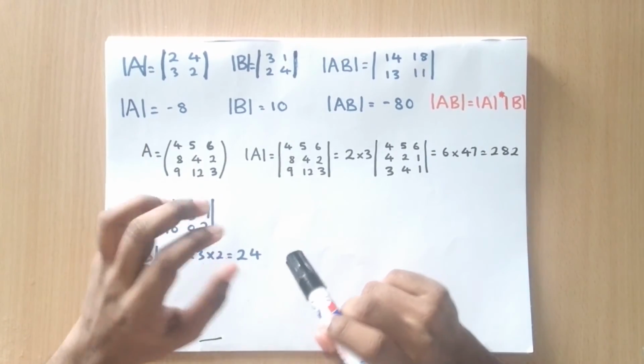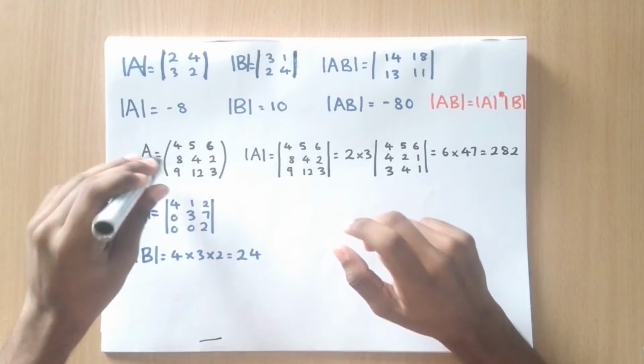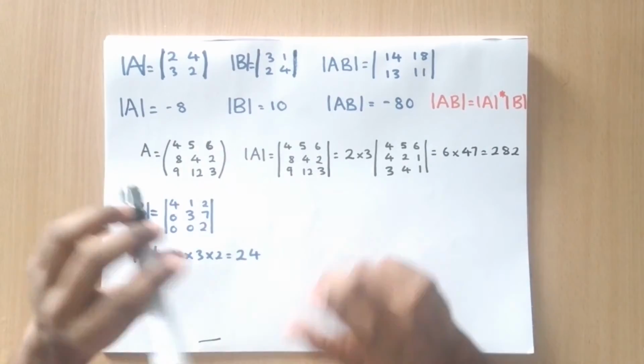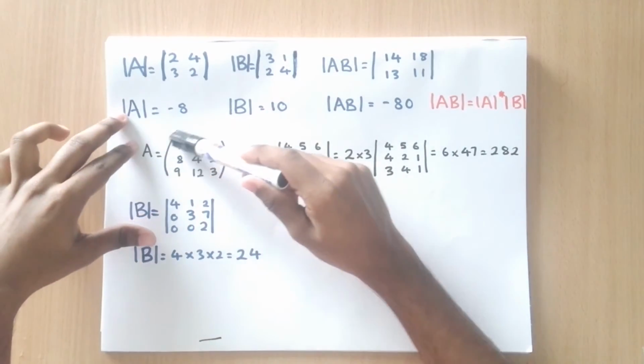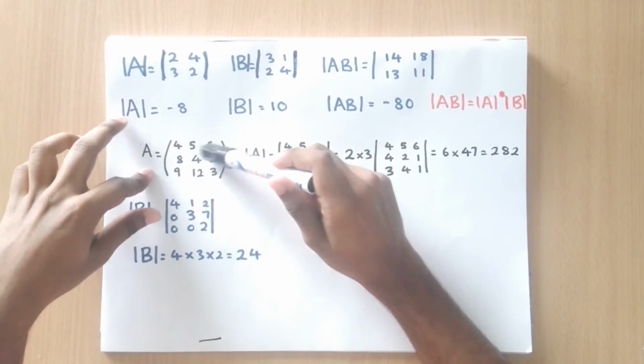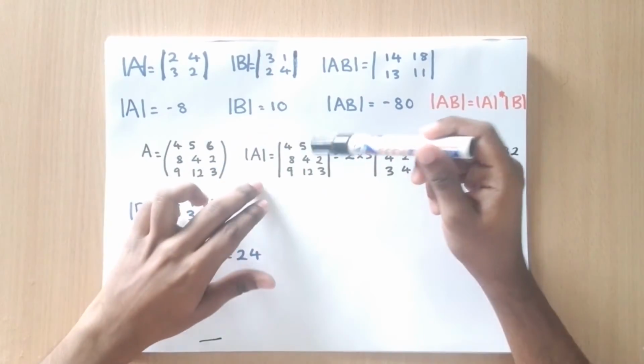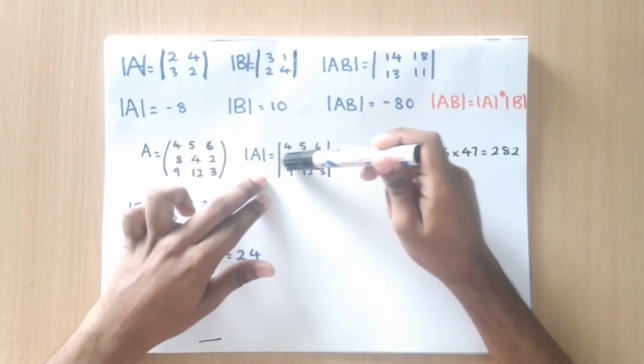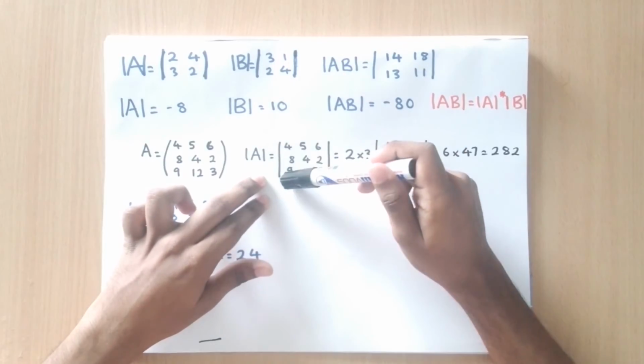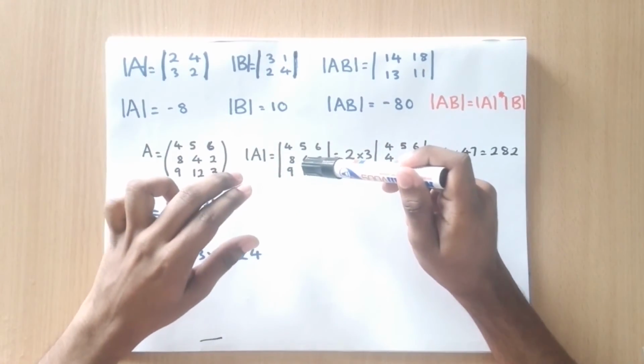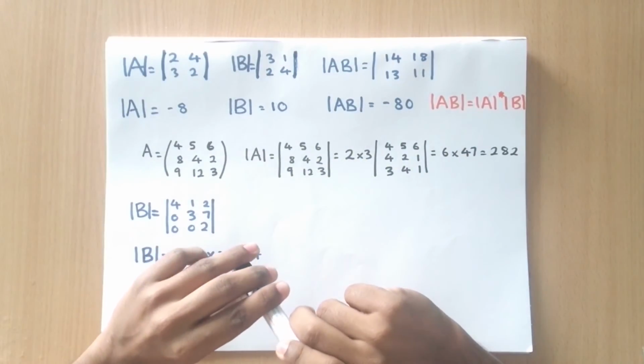Don't confuse this with the simplification of a matrix. When you simplify a matrix, all the elements must have the common factor. But when you simplify a determinant, only one row or only one column is sufficient to have the common factor.